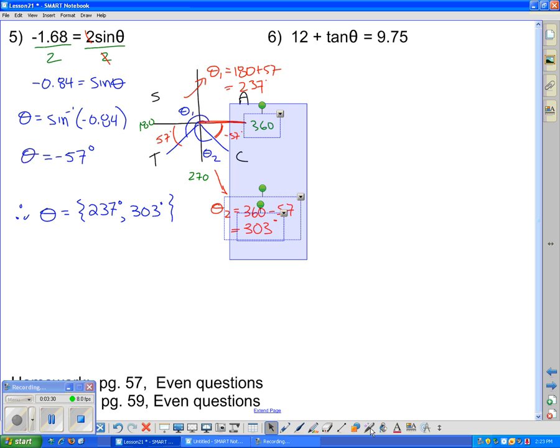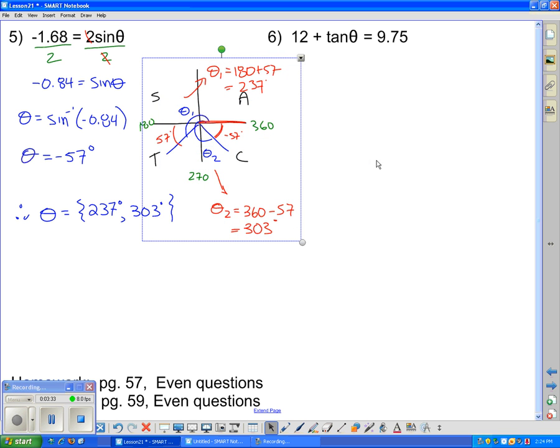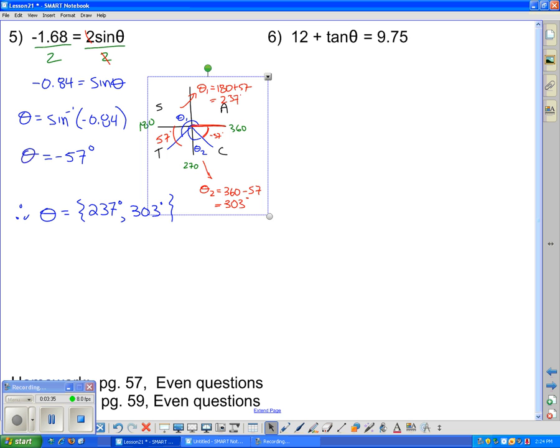Sixth and final example then goes back to tan, and I'm going to change it a little bit here. Let's change the negative sign. Let's make 12 negative. I just want it to be a little bit different than one of the previous examples. Solving for tan, I'm going to add 12 to both sides. Inverse operation. It isolates for tan theta. And we end up with 21.75.